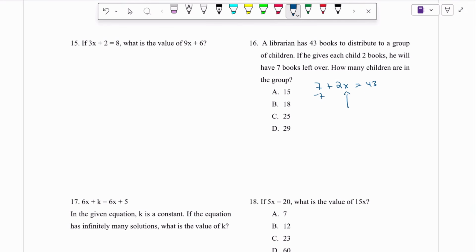So I'm going to subtract 7 from both sides, and I'm going to get 2x equals 36. I'm going to divide both sides by 2, and I'm going to get x equals 18. Answer choice B.